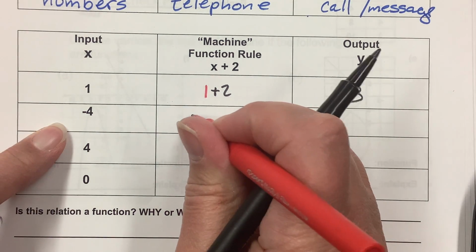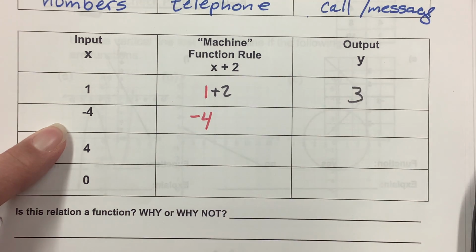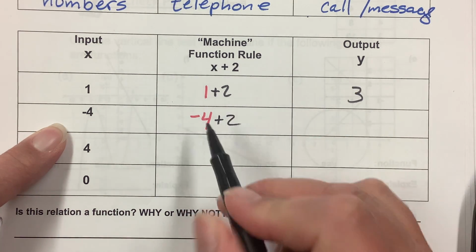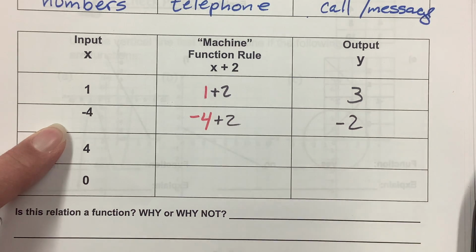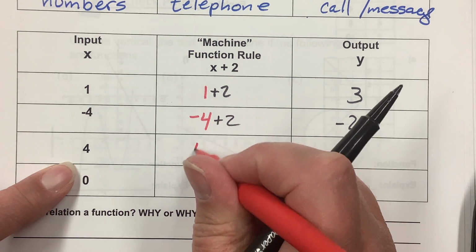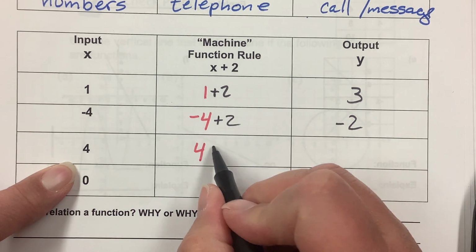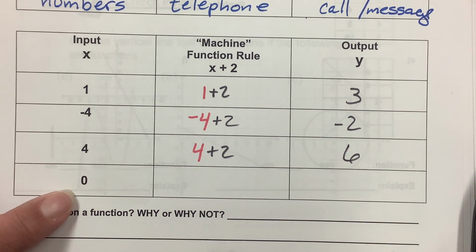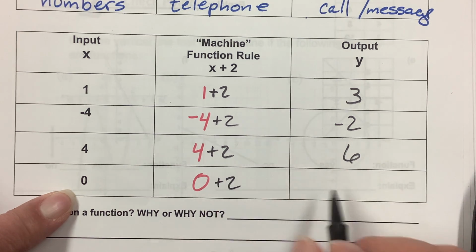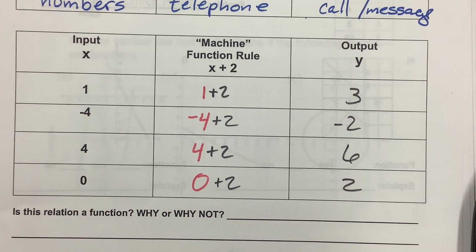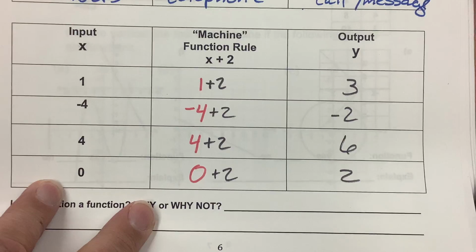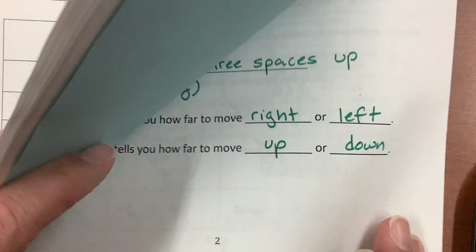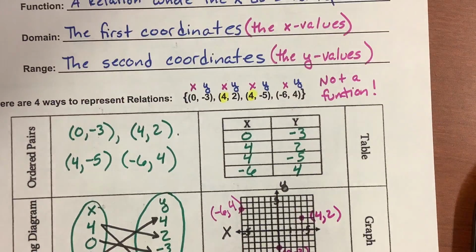Now let's say I input -4. And then I add 2. Well, -4 plus 2 is -2. I'm going to input 4. My machine says to add 2, and my output is 6. I'm going to input 0, add 2, and now I get 2. Is this relation a function? Well, I don't know. I have to look back at what is a function. Okay, that is all the way back here.